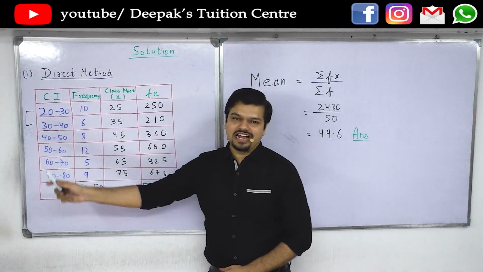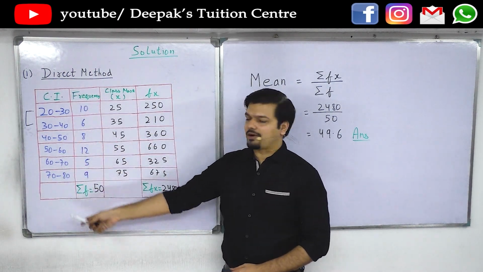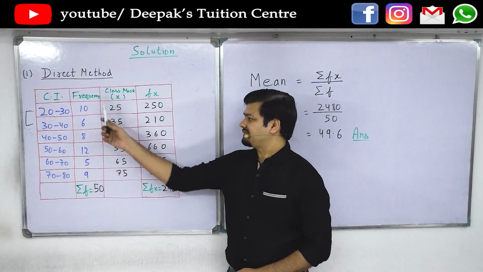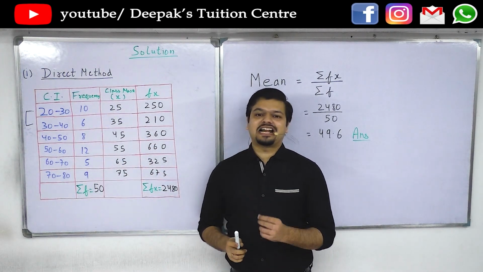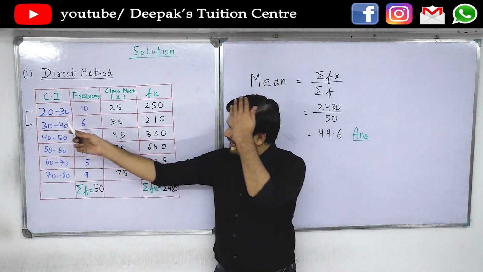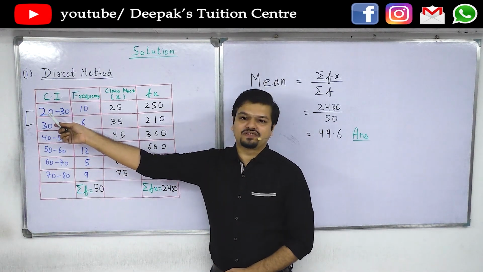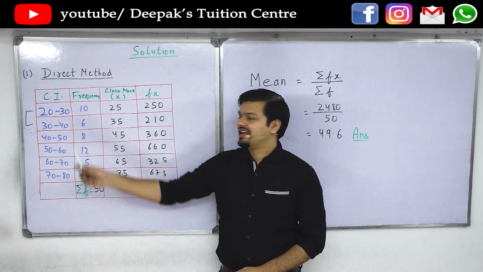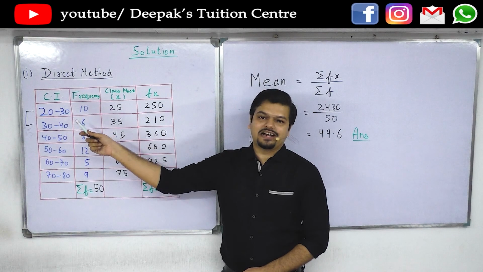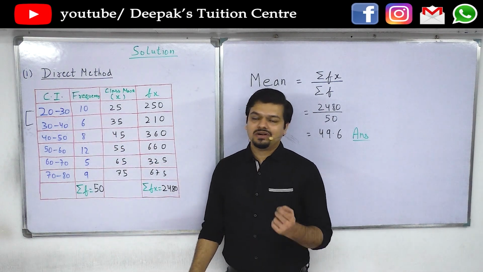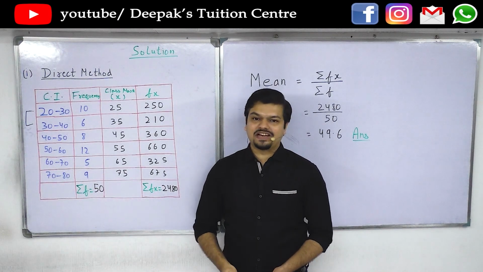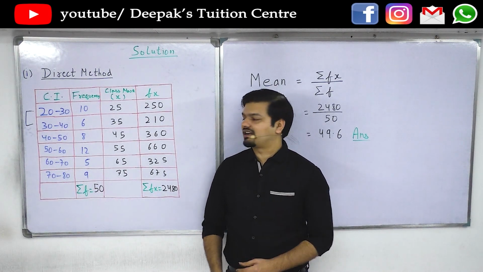So starting with direct method, first we'll just copy the question. We copied the class intervals and the frequency. Now we need to calculate class mark, that is x. What is class mark? Class mark is basically the average of the lower and the upper limit of any class interval. So that is 20 plus 30 divided by 2, that is 50 by 2, that is 25. I can do that for everyone, but that would be a very tedious task. So there is a shortcut here.